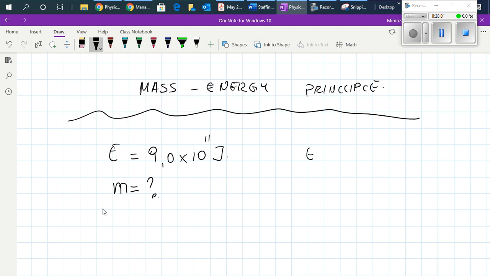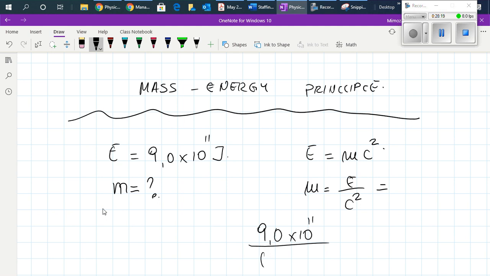Based on the equation that energy is mc squared, mass will be energy over c squared, and in our case it will be 9.0 times 10 to the power of 11 joules over c squared, where c is the speed of light, and we consider it to be a constant value. So the equivalent mass of this energy is 1.0 times 10 to the power of -5 kilograms. Interesting.